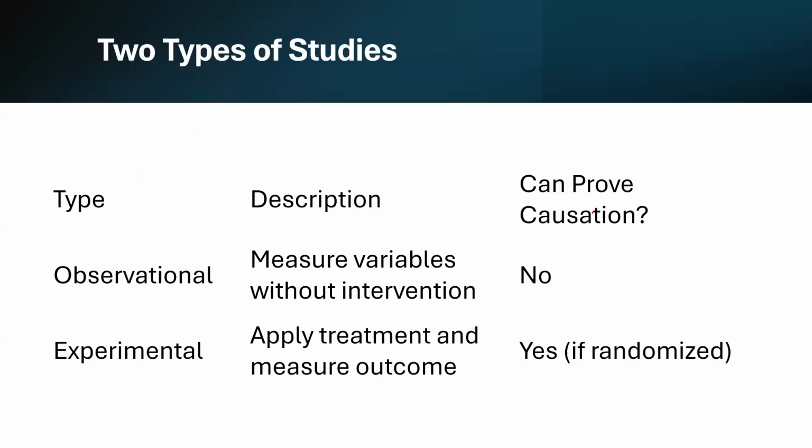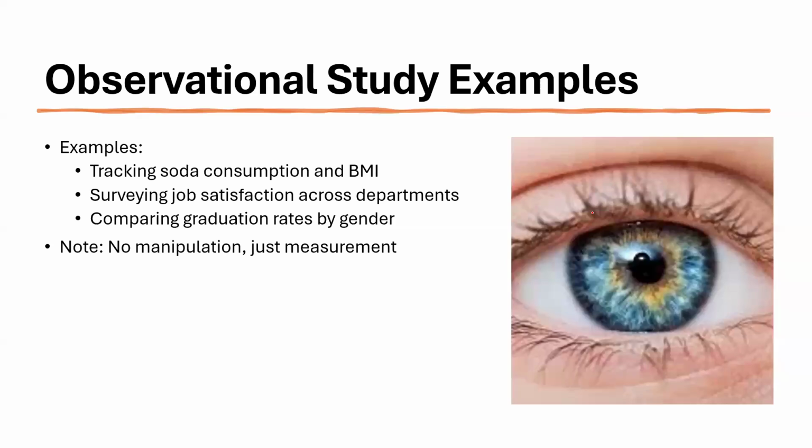There are two broad types of studies, observational and experimental. In observational studies, we just measure, there's no intervention. Experimental studies, on the other hand, involve a deliberate treatment. Only experiments, if they're well designed, can suggest cause and effect. Here are some common observational studies. Notice in each case, the researcher is simply watching, recording, or comparing, but not influencing who receives what.